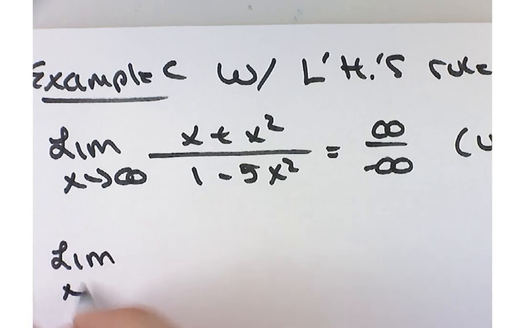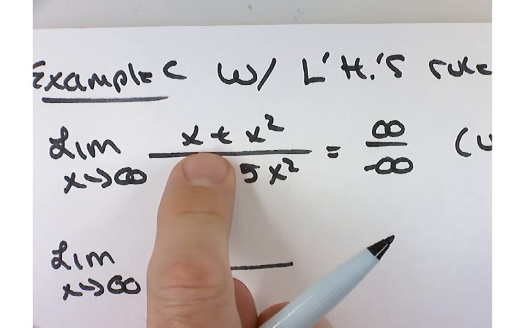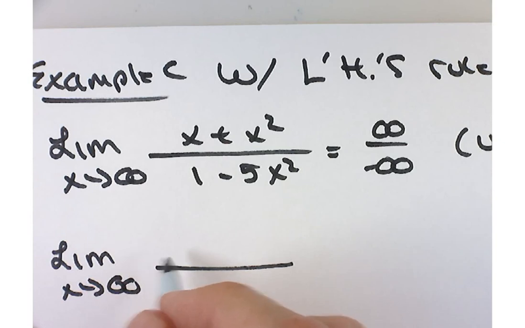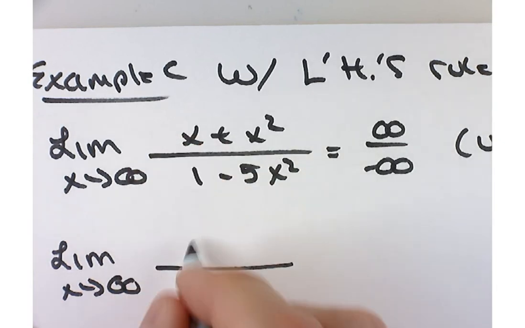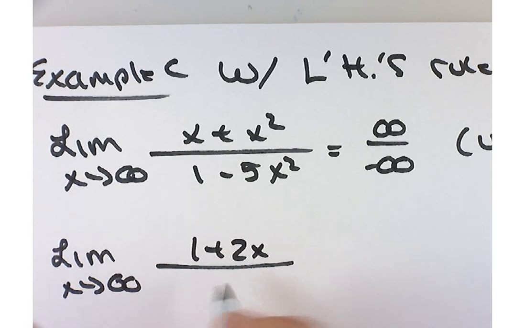Emmanuel, what would this look like if I used L'Hopital's rule? What's the numerator going to be? Derivative of x plus x squared? Start with this one. Oh, 1 plus 2x, my bad. Sure, 1 plus 2x. And might as well do the denominator too. Negative 10x, good.